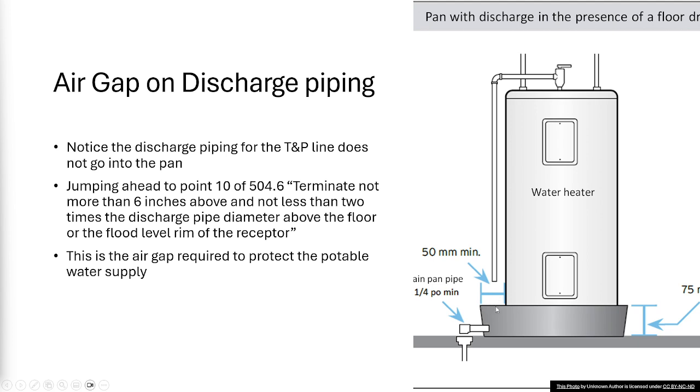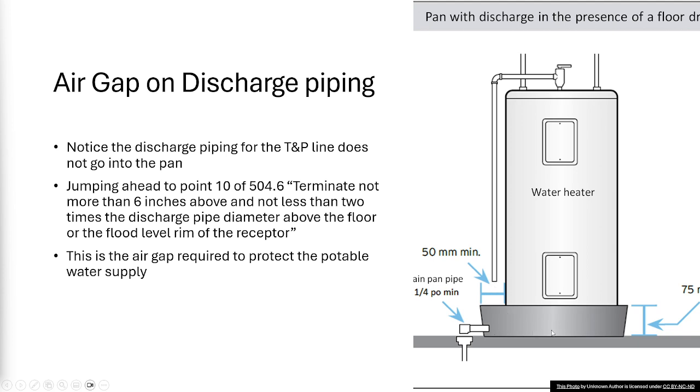So this T&P valve, it cannot go down into this receptor and say, oh, I'm more than 1.5 inches from the bottom, I'm okay. No, you have to be 1.5 inches to 6 inches above the flood level rim. So that's the top of the pan. Again, that's that air gap.